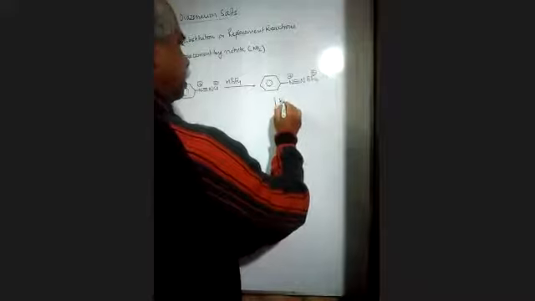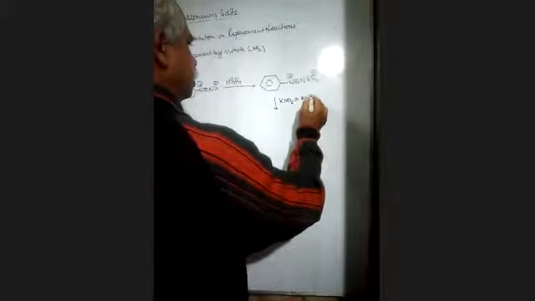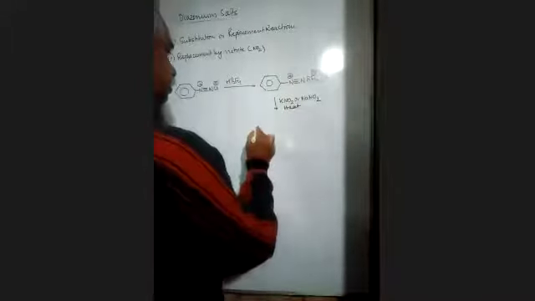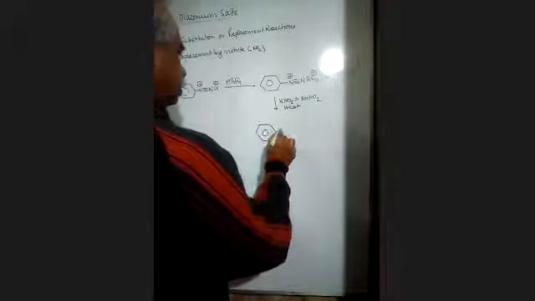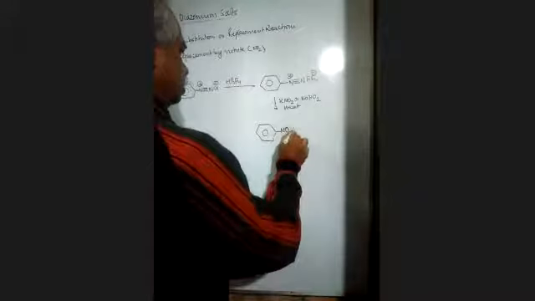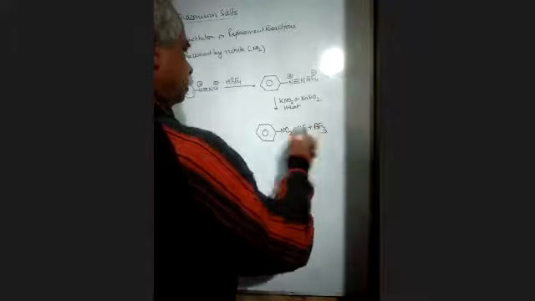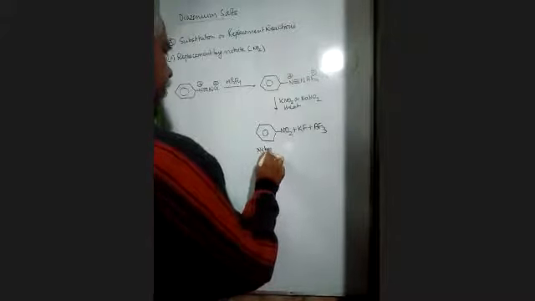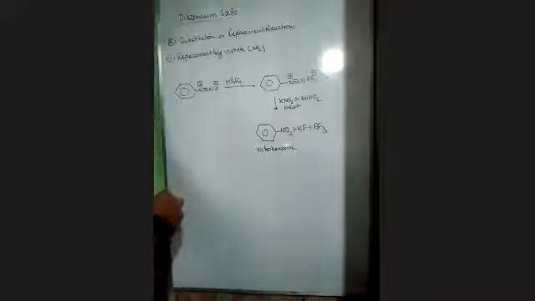Then this one I can treat with potassium nitrite or sodium nitrite, and with copper this will undergo decomposition. With this, potassium chloride and BF3. So you will get now here nitrobenzene.